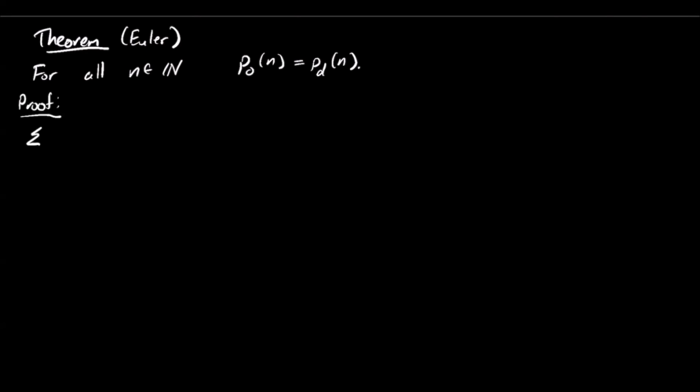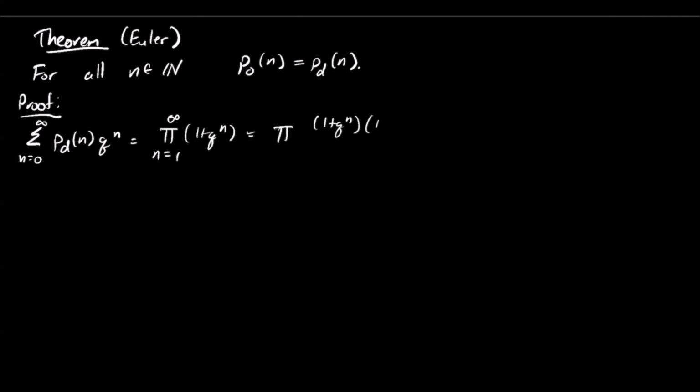I'm going to start with the generating function for pd of n, the sum as n goes from 0 to infinity. And I know what this generating function is. This is the product of 1 plus q to the n, where n goes from 1 to infinity. All right, so it's this product. Now I'm going to do something a little bit clever. I'm going to write this as the product of 1 plus q to the n times 1 minus q to the n, divided by 1 minus q to the n, where n goes from 1 to infinity. Write the product this way.